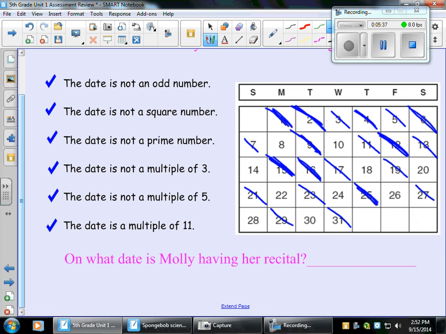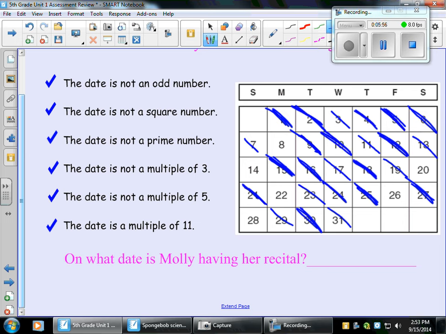5 times 3 is 15. 6 times 3 is 18. 7 times 3 is 21. 8 times 3 is 24. 9 times 3 is 27. 3 times 10 is 30. The date is not a multiple of 5.